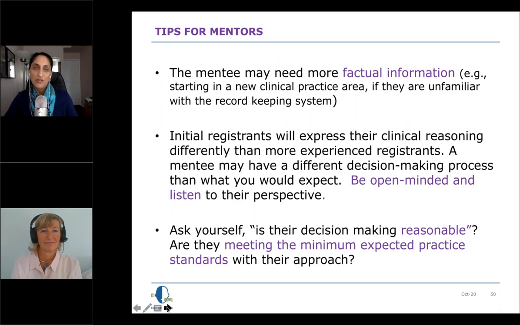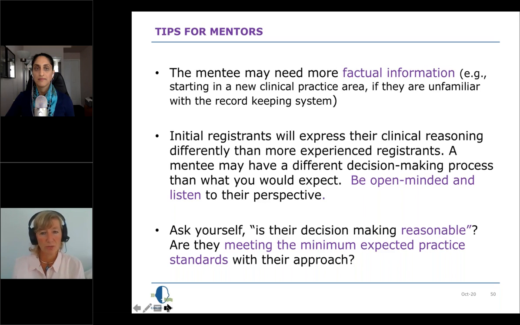So Sarah, I'll pass it over to you to go through our tips for mentors. Thank you, Samida. So some additional tips. Obviously, the mentee may need some more factual information when they are starting out. You might have to orient them to a new clinical practice area or a new electronic record keeping system.